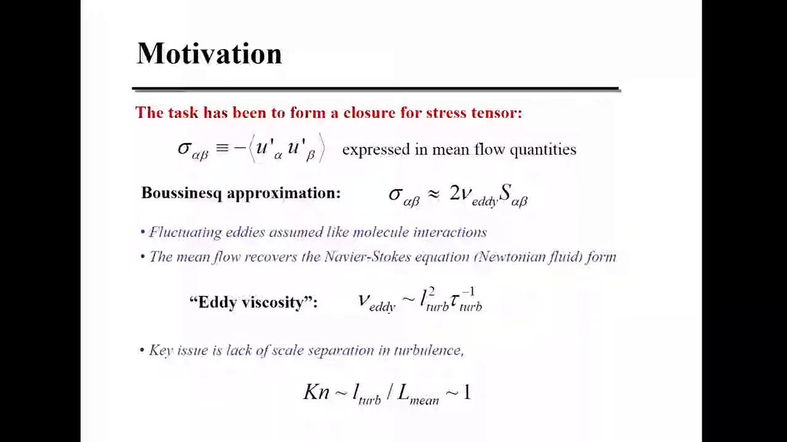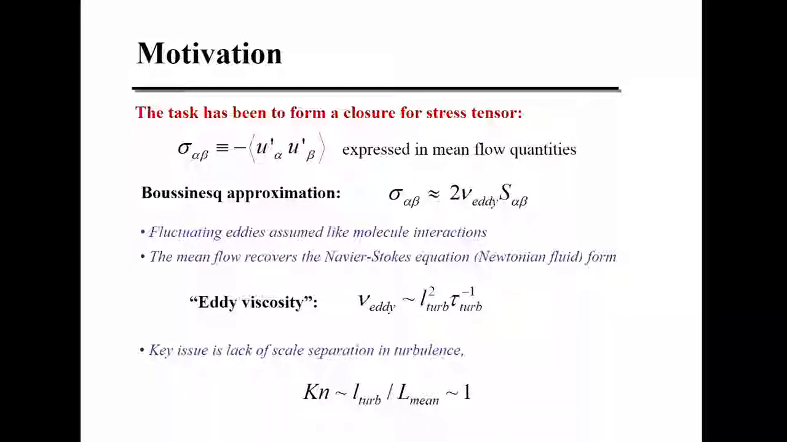Why this is conjectured in this way is because it assumes that the small eddies act like molecules. They interact and they do many things, so that as a result the effective macroscopic effect is that of eddy viscosity times the gradient of velocity.